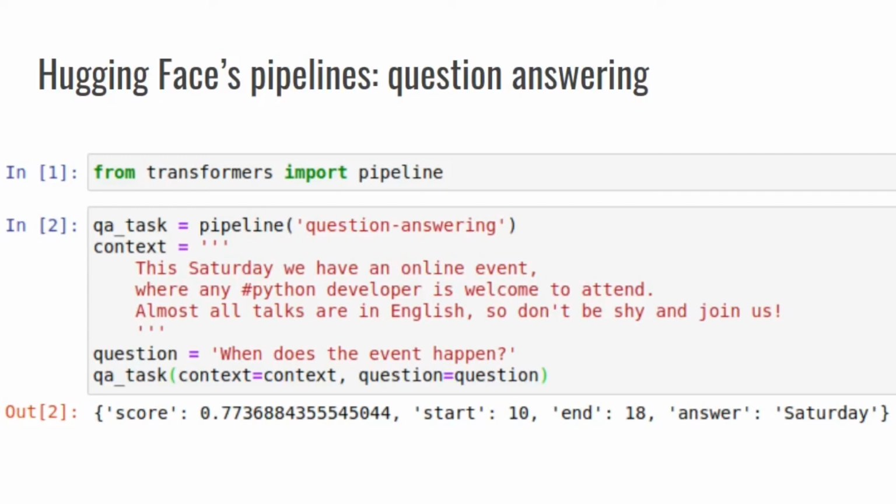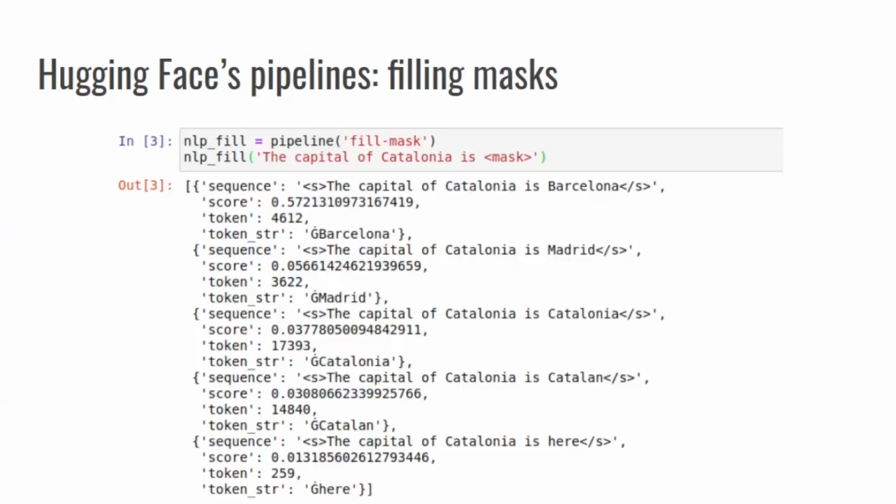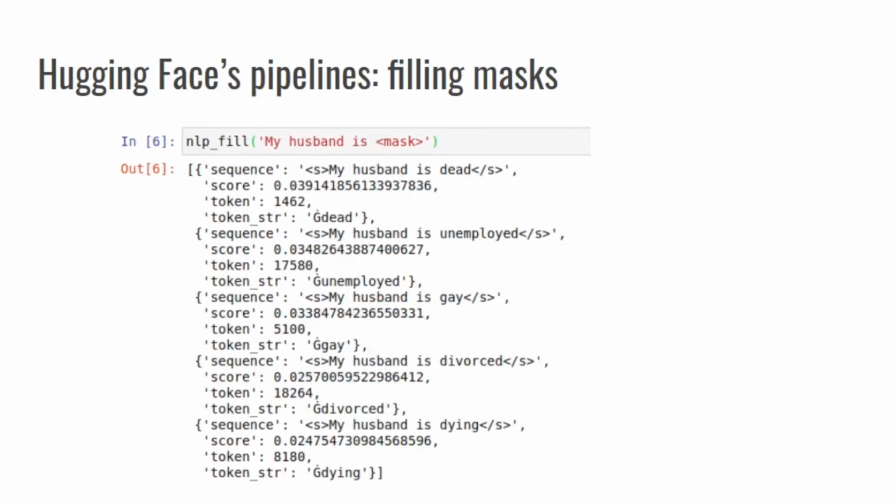Of course, this is an easy example, and usually you are going to give a big chunk of text as context. You can try other tasks like fill in mask, in which, for instance, here the capital of Catalonia is Barcelona, with a 57% score. And this is already trained knowledge. And most of the time, as I said before, you are going to use a big chunk of text. Otherwise, you can get kind of funny things like, my husband is dead, unemployed, gay.